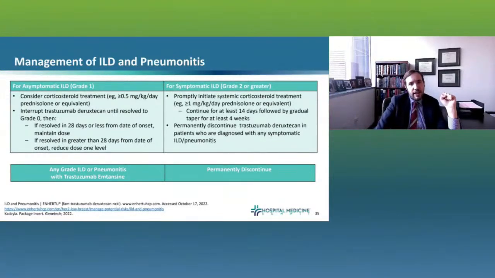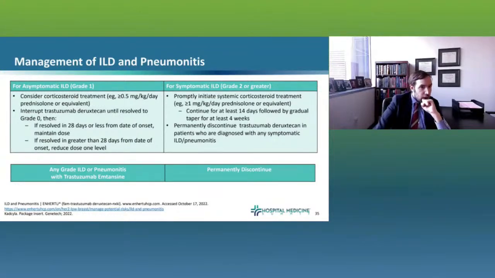So we've been talking a lot about this earlier as far as the risks of pneumonitis and ILD, both with immunotherapies, be those PD-L1 inhibitors, PD-1 inhibitors, CTLA-4, but also with antibody drug conjugates, one of the big offenders being trastuzumab deruxtecan or Enhertu. And here is one of the guidelines more specifically for Enhertu.